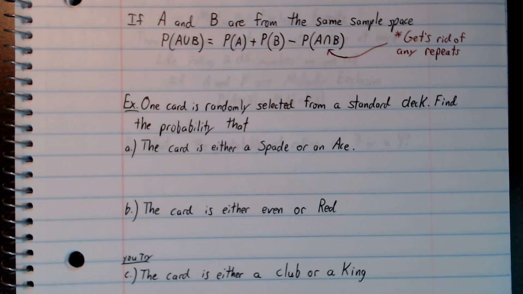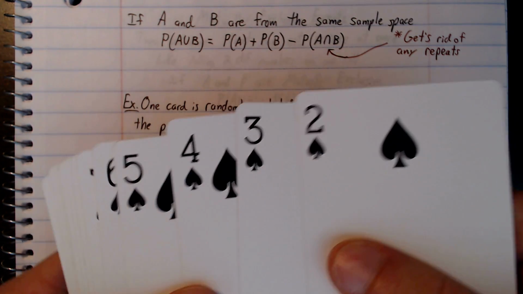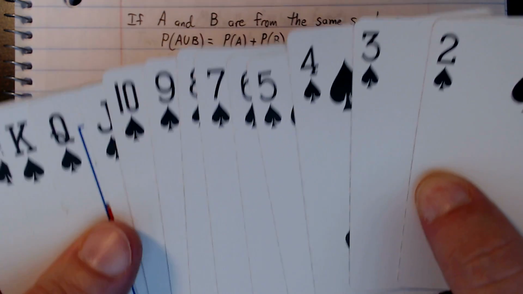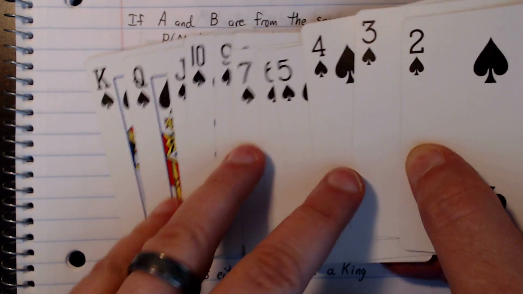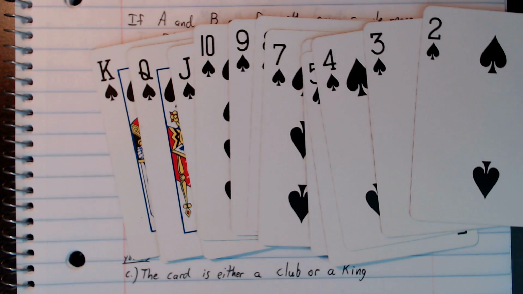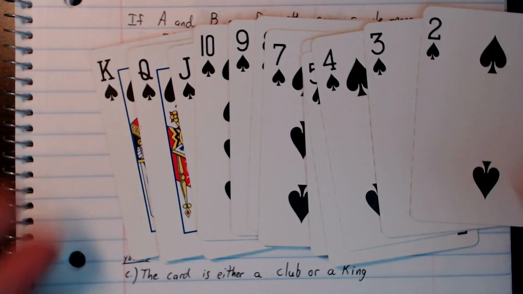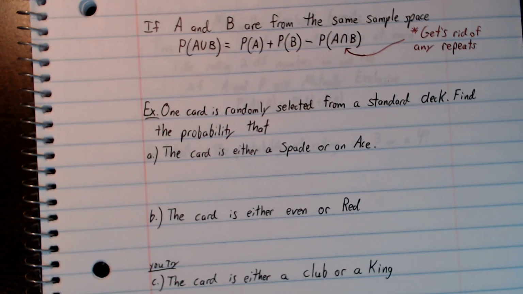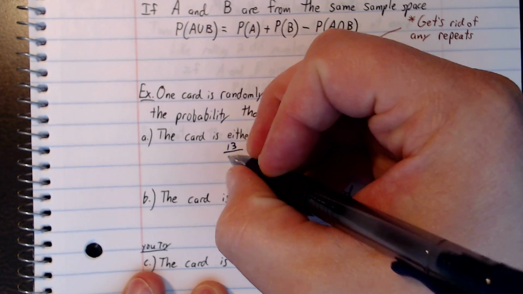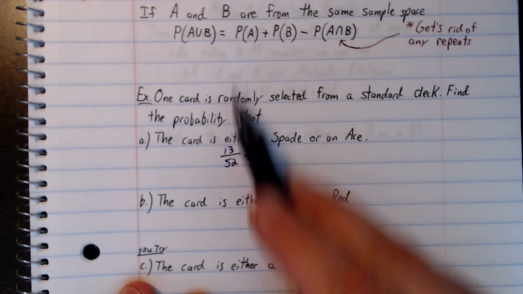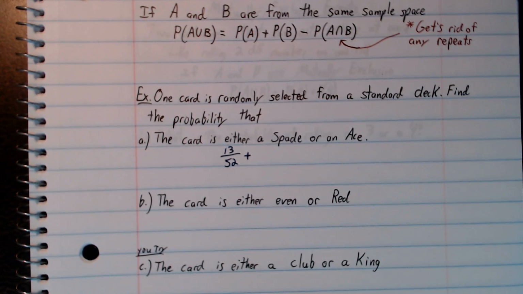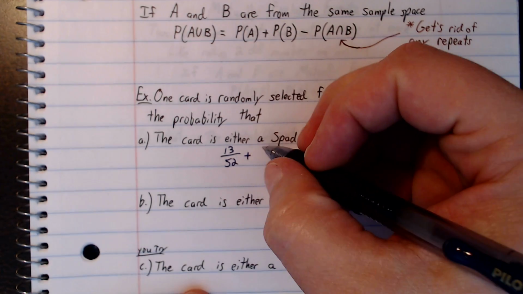So the first thing that we're looking at is the idea of it being a spade. I'm only going to do this for this one example, but you have all of these cards which are spades. In this situation there are 13 of those cards out of the total 52. So the probability of it being a spade is 13 out of 52. That would be our A situation. Probability of B being an ace, there's 4 aces. So that's 4 out of the total deck of 52.